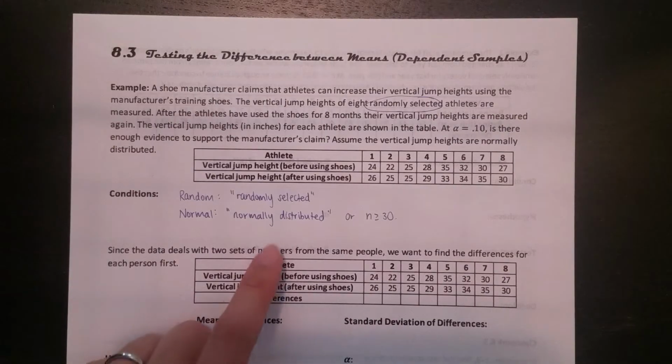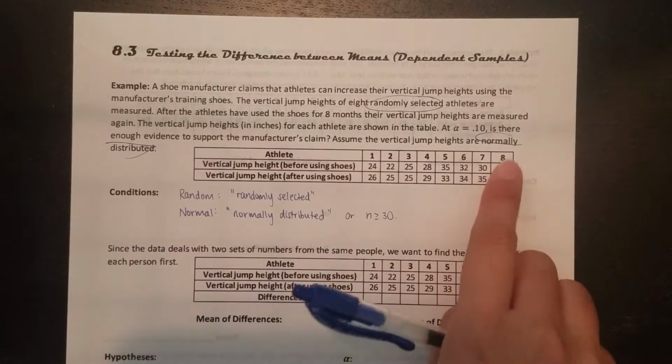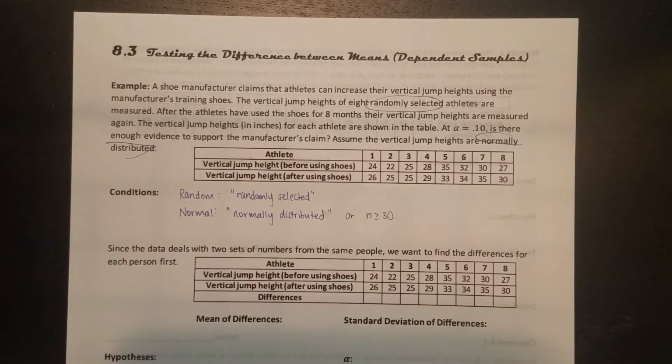So we either want the problem to say normally distributed, which our problem does, or we want our sample size n to be greater than 30. So here our sample size is 8 because we're only looking at 8 people, even though we have 2 sets of data for the same 8 people. So that's why it needed to say normally distributed.